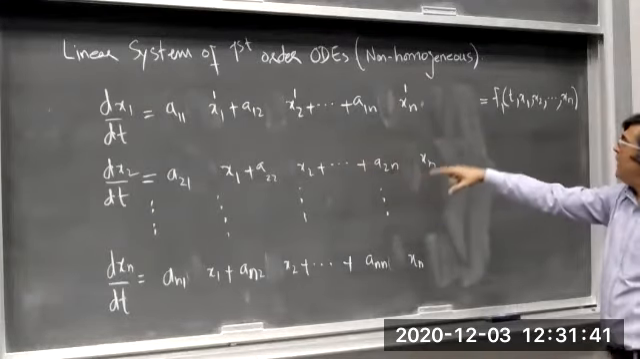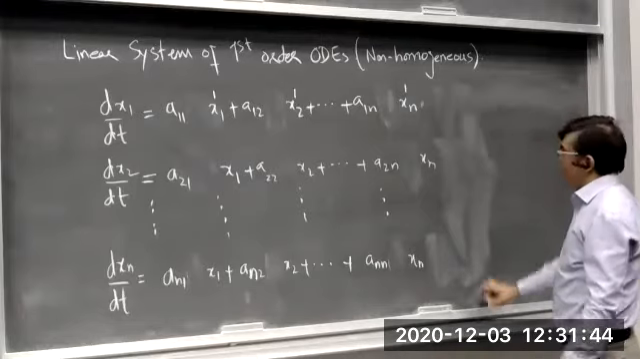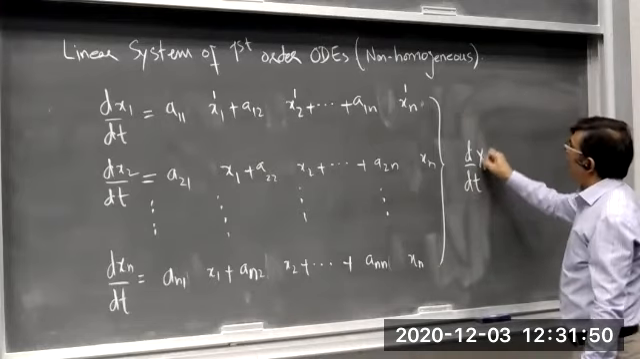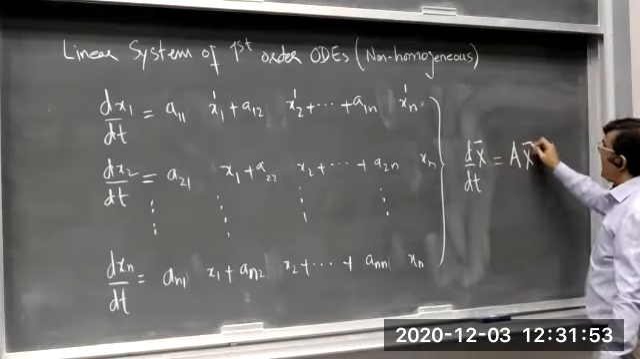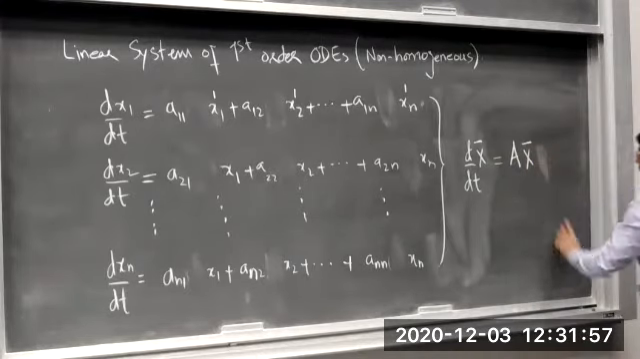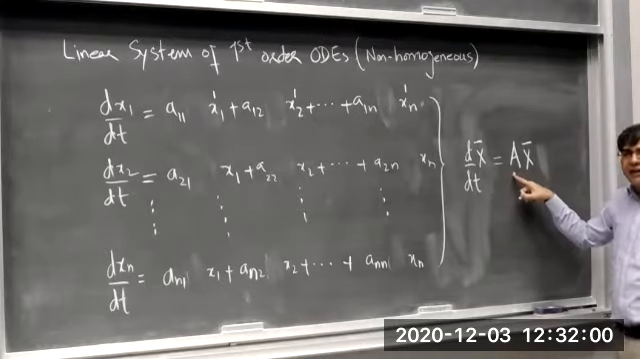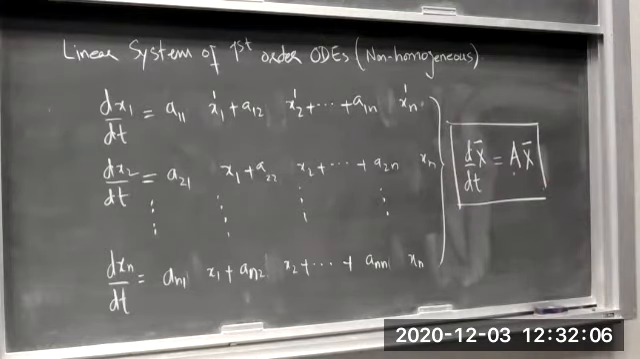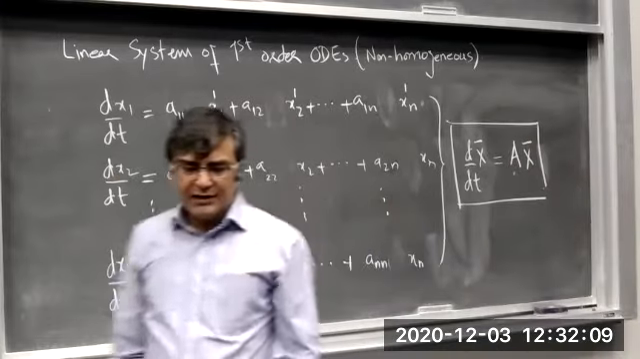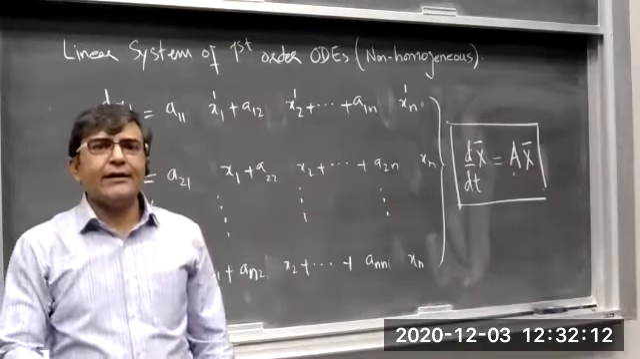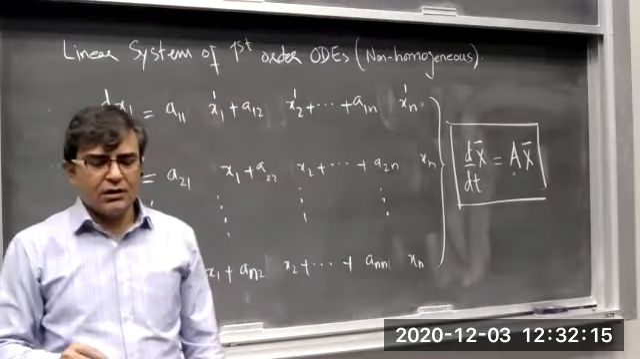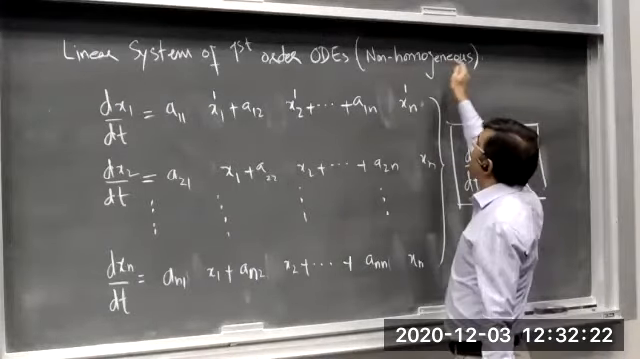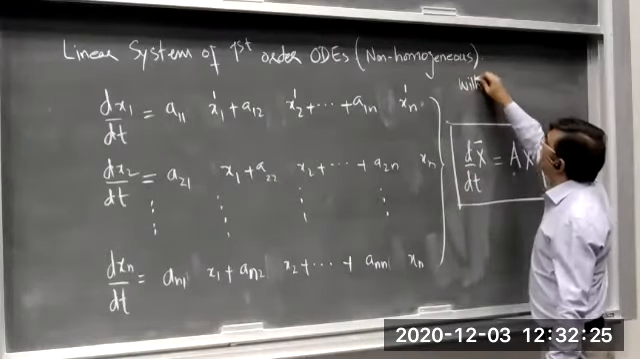We are going to deal with this system and learn how to solve it. This system can be written as d/dt of x equals A times x plus 0, nothing. This one, where A has entries which are constants. So first we shall see how to handle these kinds of systems, how to solve these kinds of systems: linear homogeneous systems of first order ODEs with constant coefficients. Okay, not non-homogeneous, with constant coefficients.